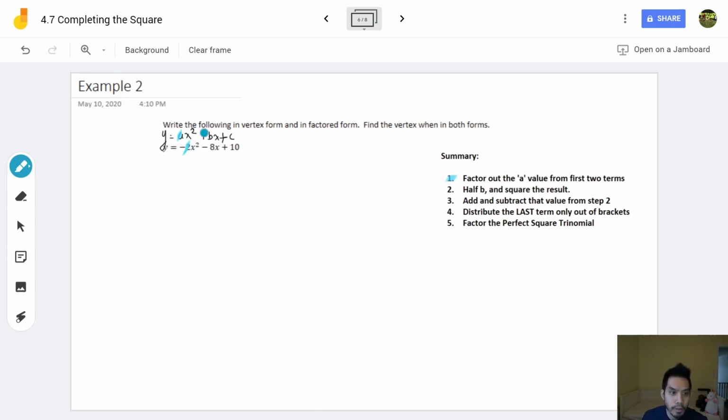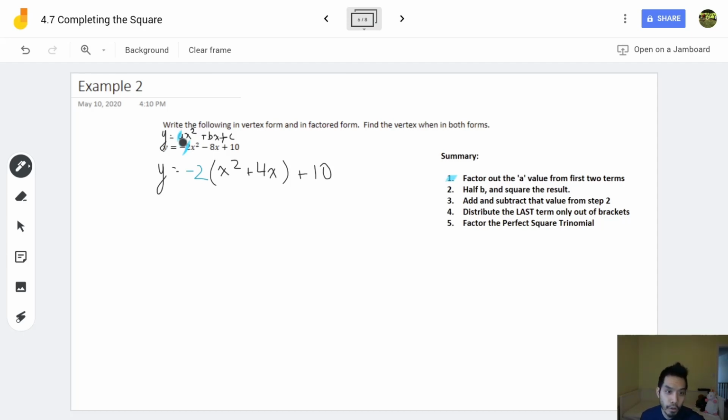So that's step 1. We're factoring out that a value. So y equals, I'm going to factor out that -2. And what we're left over with is x squared. We're dividing -8 divided by -2, which is going to be plus 4x plus 10.